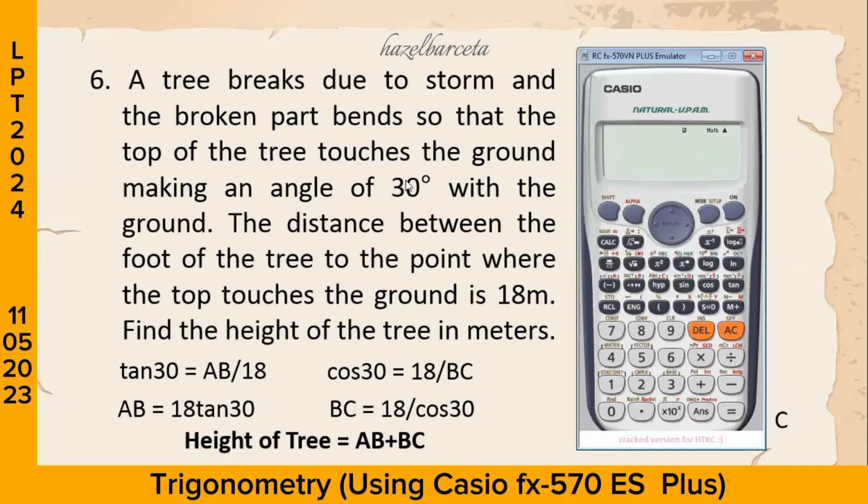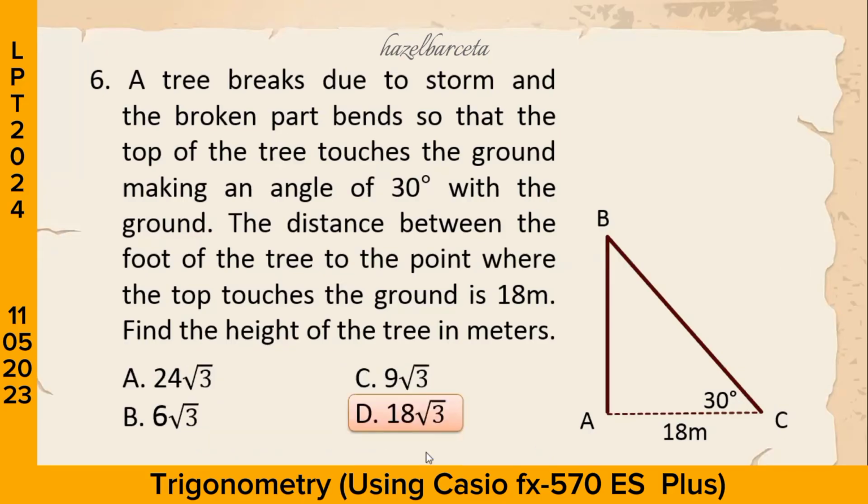We have degrees. Therefore, shift mode 3. Okay? Degrees ang ating given. And 18 tangent 30 degrees plus 18 over cosine 30. So, ito po yung height ng ating tree which is equal to 18 square root of 3. So, hanapin po natin letter D. Okay, so ganun lang po.